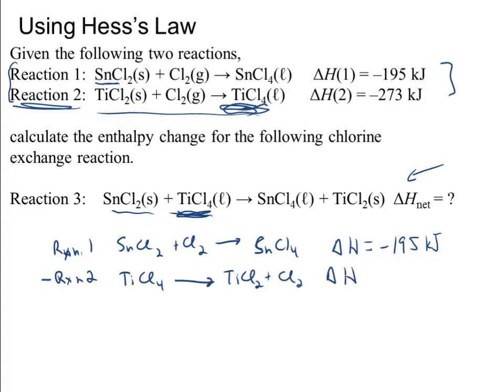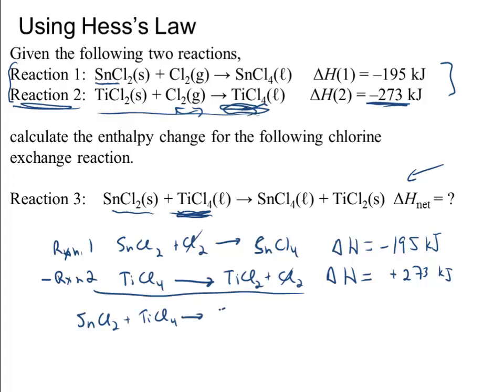And delta H for that now will be, this was minus 273, but we've swapped it around, so now it's plus 273 kilojoules. Now, if we add those two up, the chlorines cancel. We end up with SnCl2 plus TiCl4 goes to make SnCl4 plus TiCl2. And so we have the reaction we wanted.